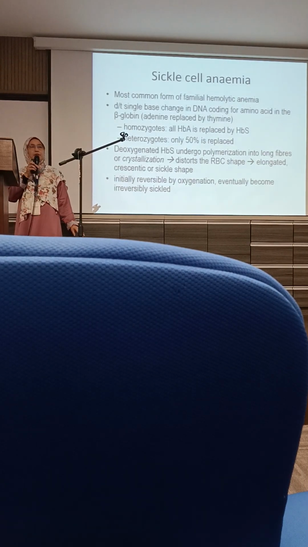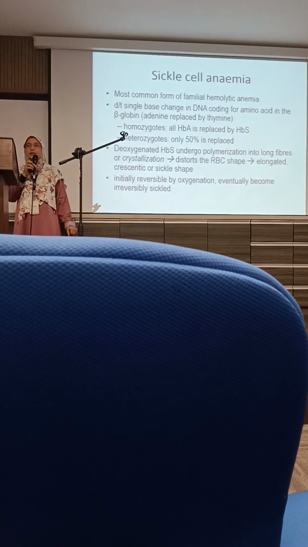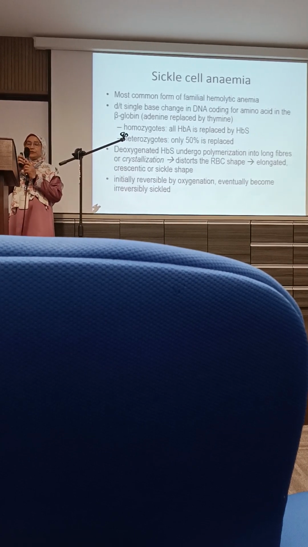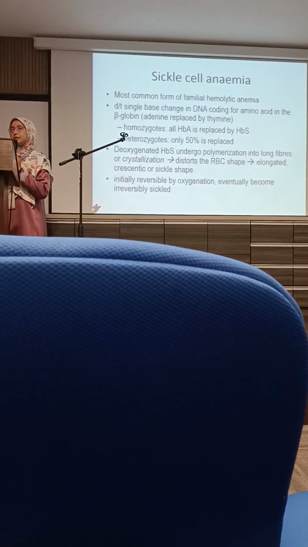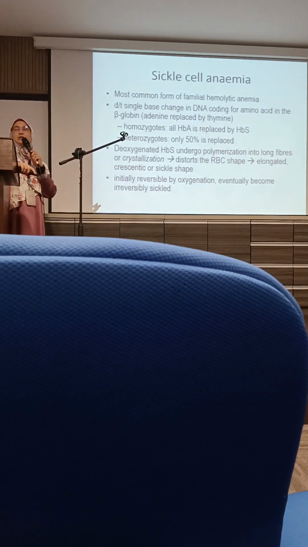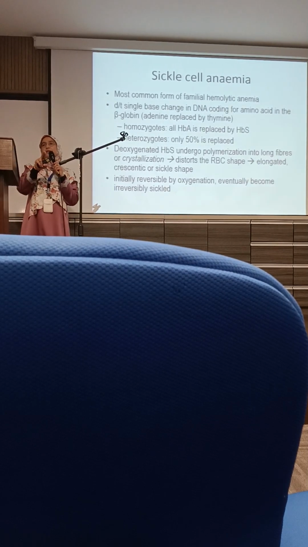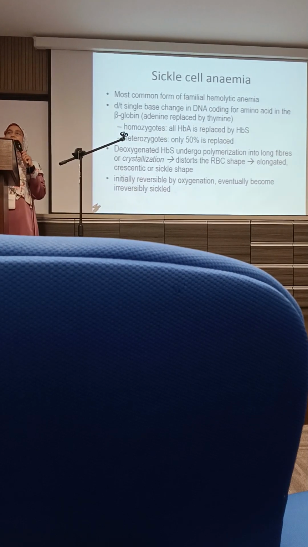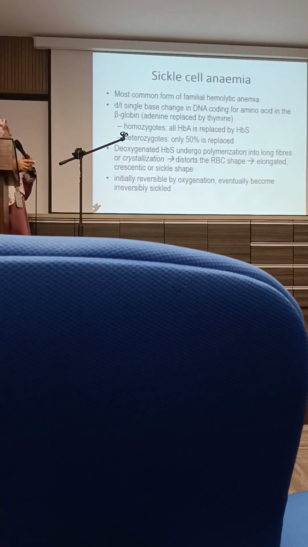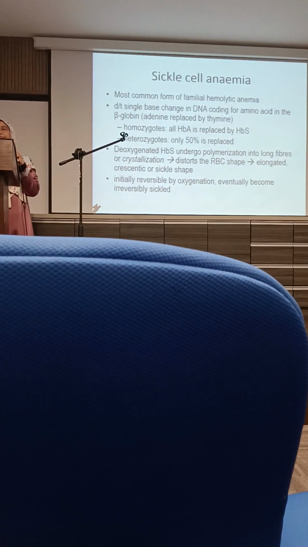Okay, sickle cell anemia, dah pernah dengar dulu? Dah belajar masa fisio. So this is also a familial hemolytic anemia due to single base change in the DNA coding, where you have adenine replaced by thymine. If they are homozygotes, that means both genes are affected, and hemoglobin A is replaced by hemoglobin S. If heterozygotes, only one gene is affected, only 50% is replaced.